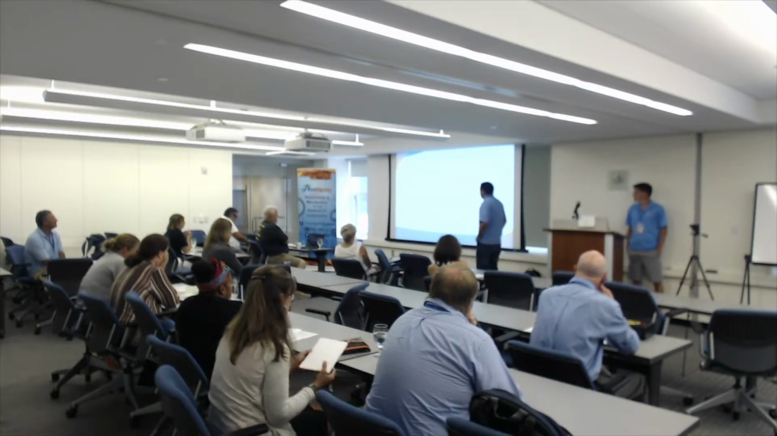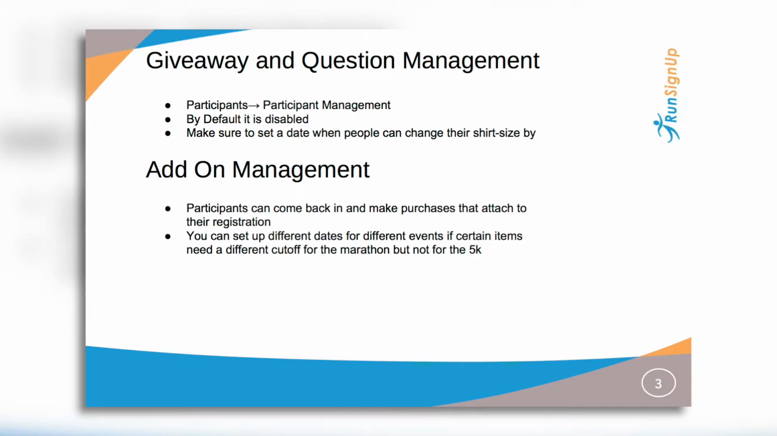So, some of the common participant management features. You can find the participant management area under participants and then participant management off of the dashboard. Giveaway and question management are very similar. We just break them out separately so you can choose different dates that people can edit those types of things. With giveaway, you want to make sure to set when people can change their t-shirt size by. Obviously, you don't want to let them change their t-shirt size the day before the event when they realize they have the wrong size and you've already made your orders.